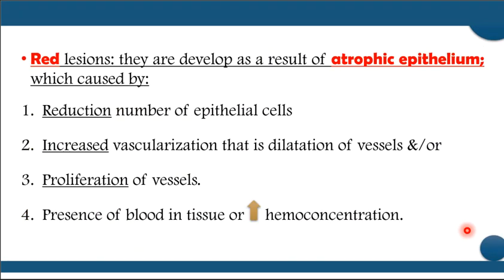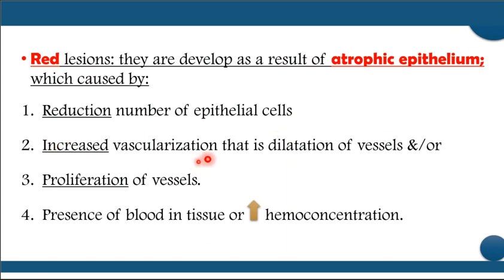طيب نجي red color. Why those lesions develop this red color? This red color occurring as a result of the atrophic epithelium, يعني حصل atrophy في الابيثيليوم. So why the red color appear? Because of reduction number of epithelial cells. Okay, فخلى الاريا اللي هي blood vessels والاريا اللي من تحت تكون visible with their red natural color.